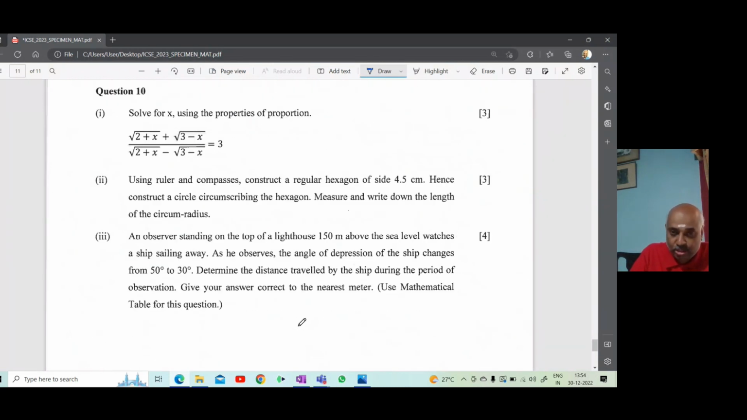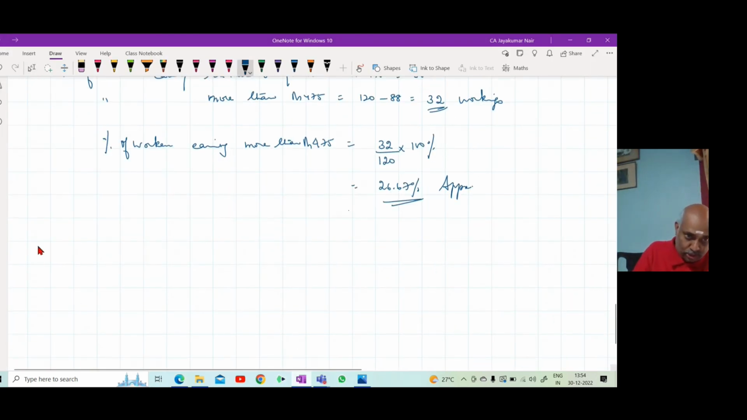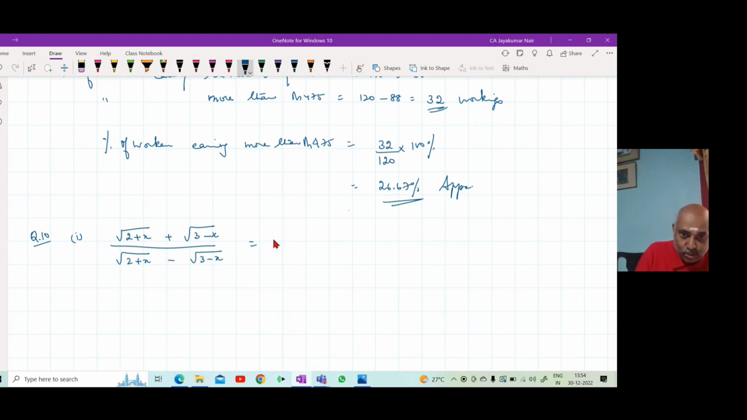Moving on to the last question of the specimen paper, question number 10. They are asking you to use the properties of proportion to find the value of x. So we will copy question number 10, first one. So what is it? Root of 2 plus x plus root of 3 minus x, whole divided by root of 2 plus x minus root of 3 minus x, is equal to 3. So when they say 3, we know the denominator by default is 1.